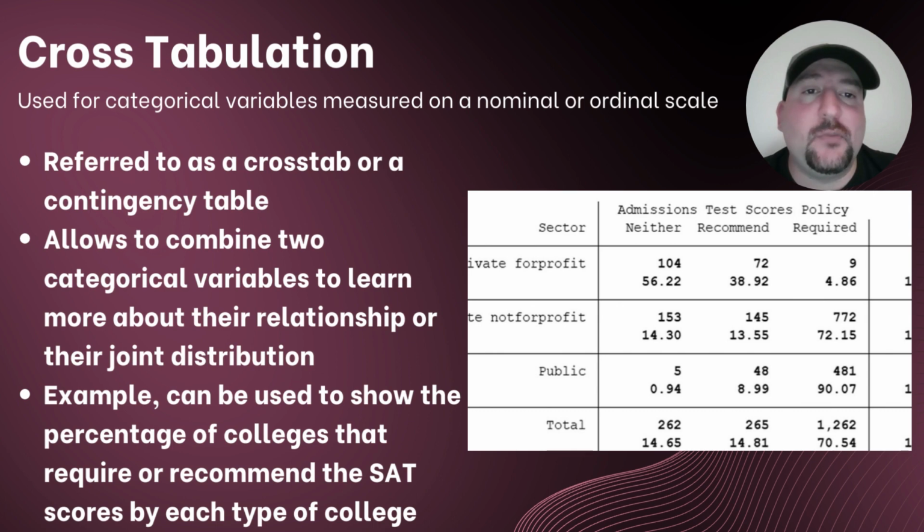In this example, we can see on the first two rows that 104 private for profit colleges neither recommend nor require SAT or ACT, which represents 56.22% of all private for profit colleges. In this example, we have included the command row to add up the percentage across the rows to 100%.